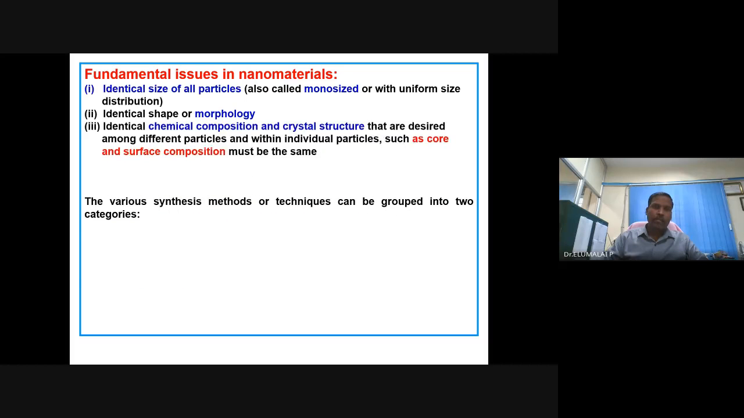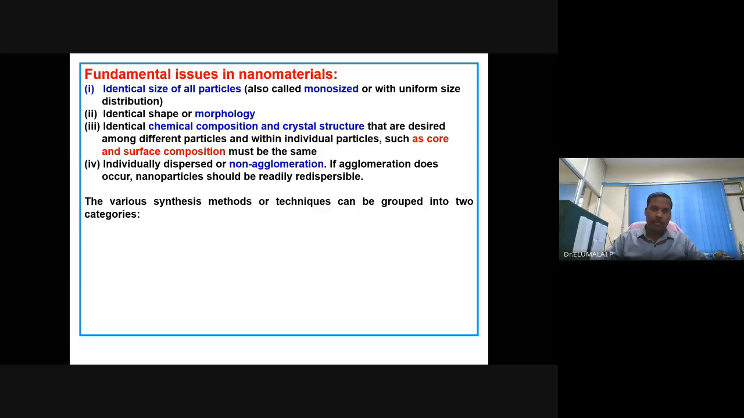So if you are making some composition, that composition should be identical throughout the matrix or throughout the particles, and should have the same crystal structure.